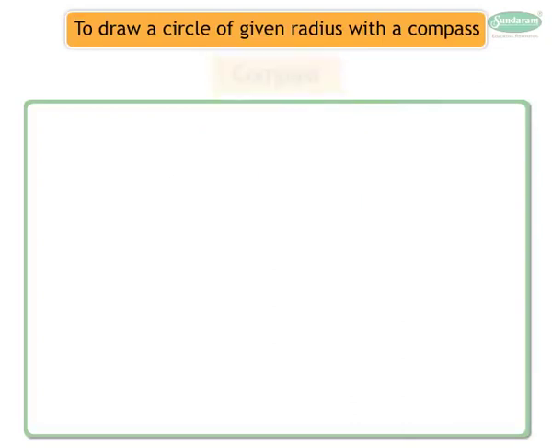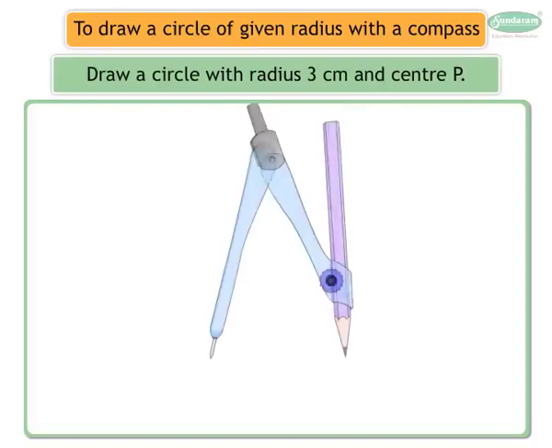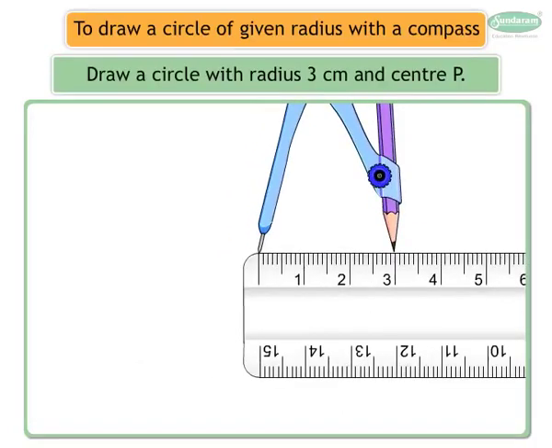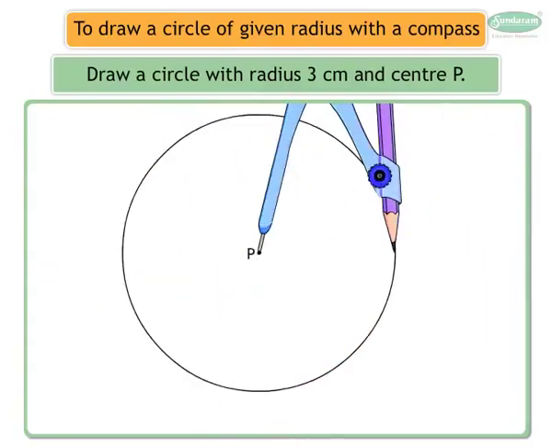Example: draw a circle with radius 3 cm and center P. Look at the construction method. Keep the metal end and the point of the pencil at the same level. Take a distance of 3 cm between the two ends of the compass. Take a point and name it P. Place the metal tip on point P and draw with the pencil point on paper around point P.